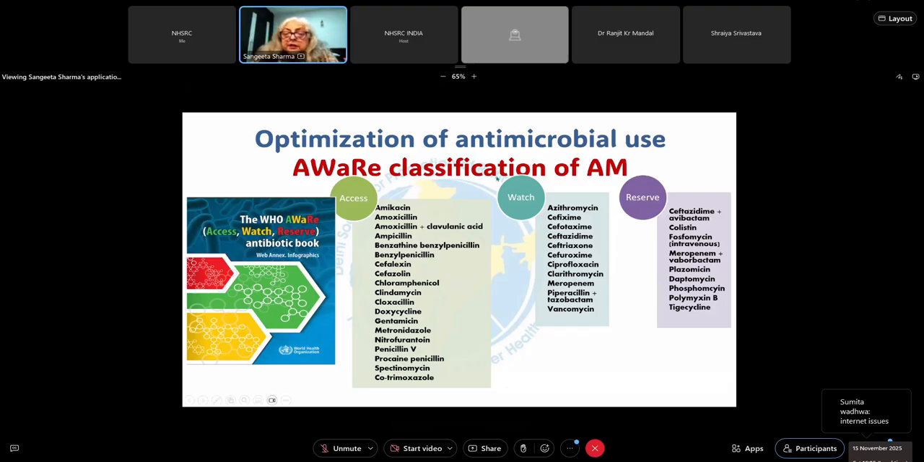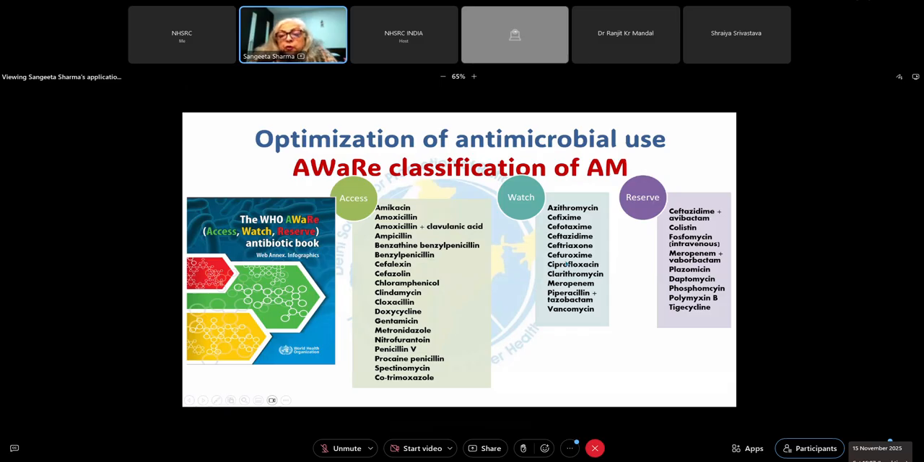Now in between is the watch category. If you carefully look at this, what are the types of drugs that are there in this? Azithromycin, cefixime, cefpodoxime, third generation cephalosporins. They are in the watch category.